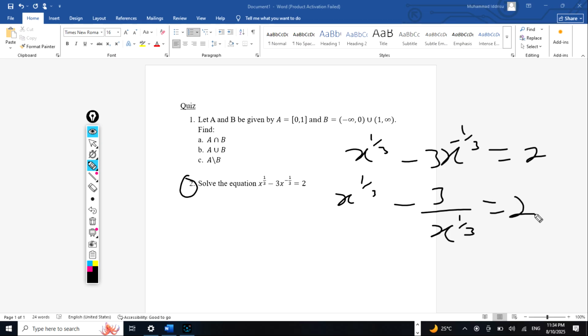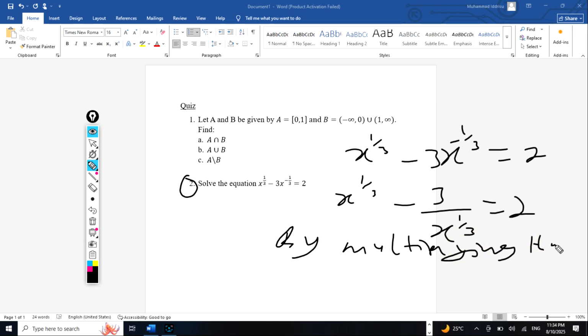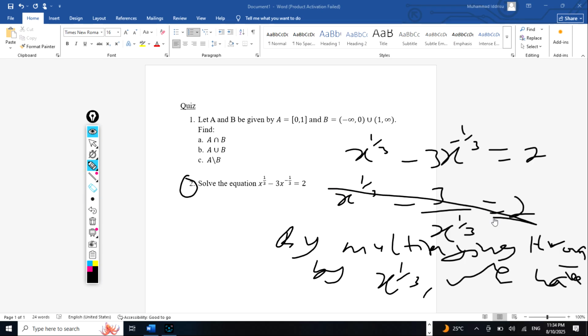is equal to 2. So by multiplying through by x to the power 1 on 3, we have, I'll cancel all this again. So sorry, cancel everything.